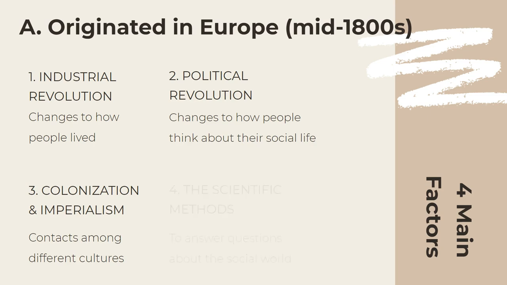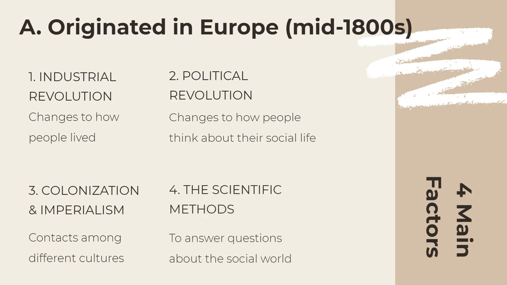And lastly, the last factor was the scientific method that was developed in the natural sciences. For example, Galileo, who used the scientific method to study astronomy, and Newton, who used the same method to study physics, and so on. The scientific method was quite successful in these fields, so a number of people advocated the application of the scientific method to the investigation of the social world.